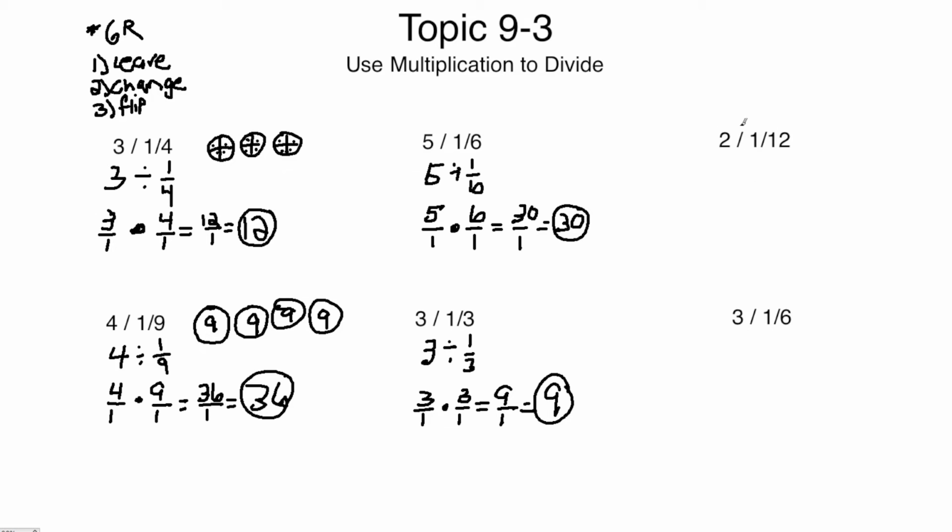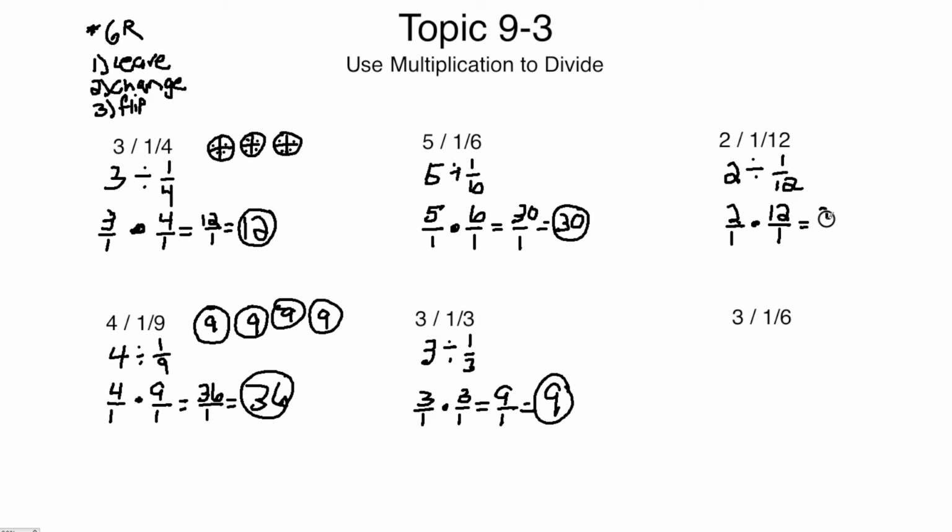All right, let's go to the 5th problem. 2 divided by 1/12. Go ahead and push pause and see what you come up with. All right, so we have 2 divided by 1/12. Do the golden rule. We leave the first fraction alone, change division to multiplication, and we flip the second fraction. Now, can we cross factor the first step in multiplying? No. So then we go to the second one, which is multiply straight across.